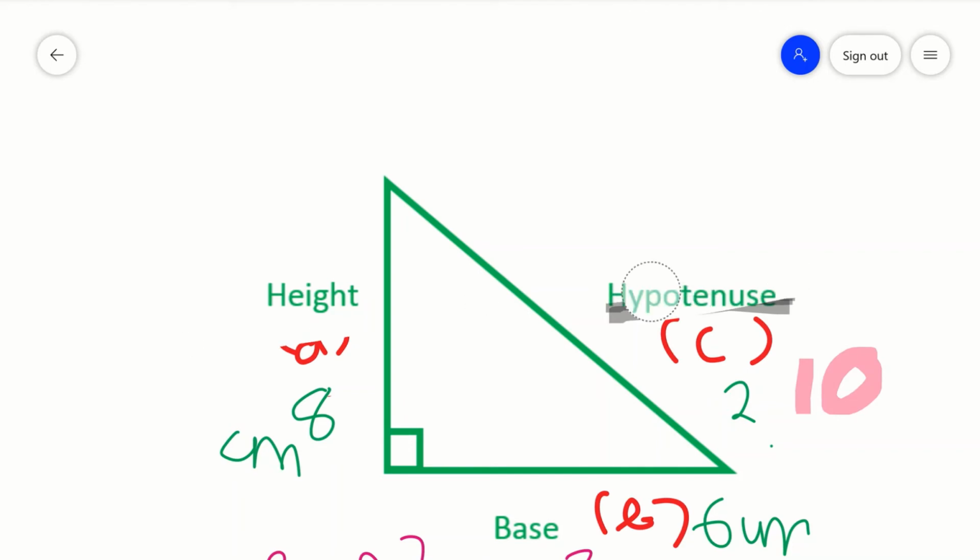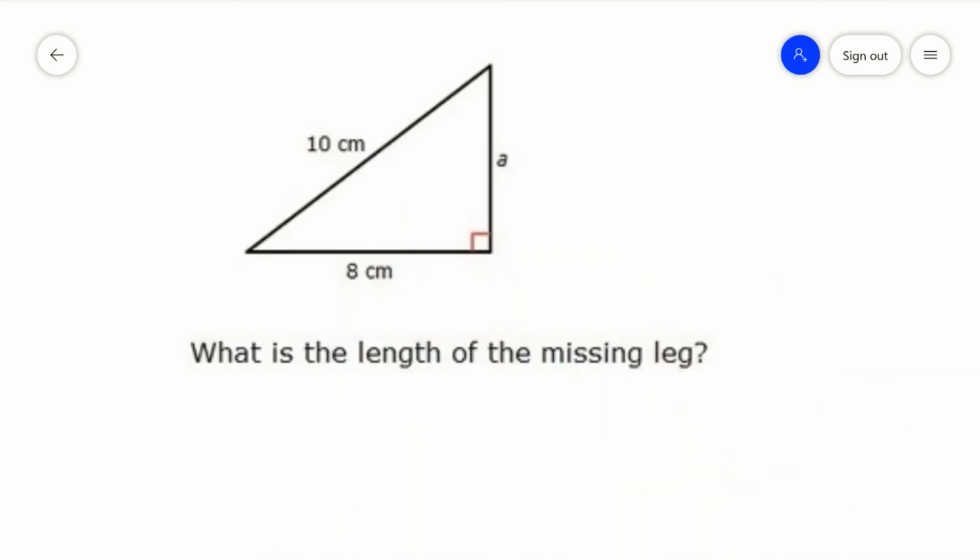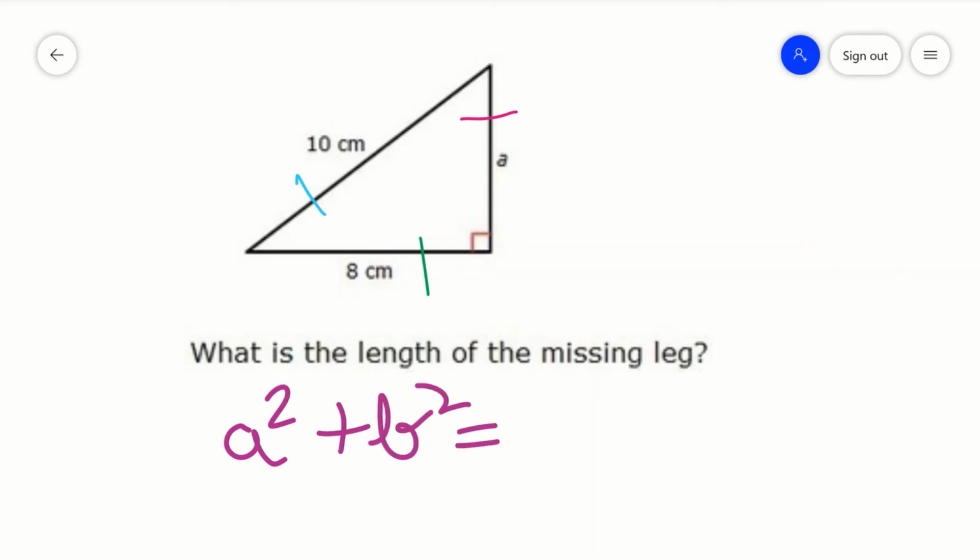So let's solve another problem for clear understanding. This is also kind of the same problem, but in a different way. So here you are given the hypotenuse and base, and you are supposed to find the height. The same formula applies, but in a different way. So let's try the formula: a square plus b square is equal to c square.